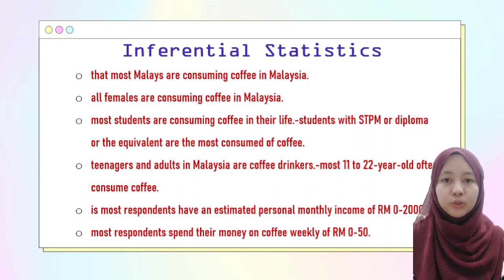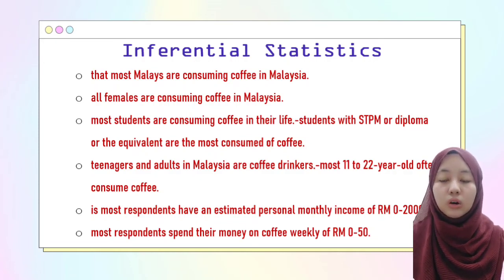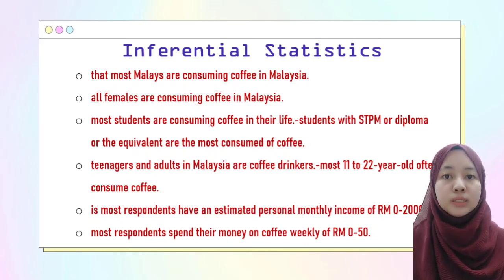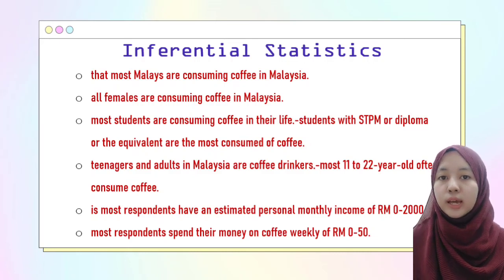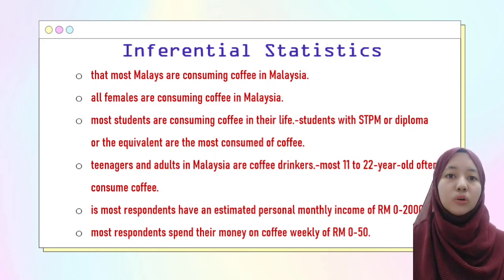For question 2, the most gender that consumes coffee is female. The least gender that consumes coffee is male. A possible inference drawn from the study is all females are consuming coffee in Malaysia. For question 3, most respondent for occupations of coffee consumption is student. The least respondent for occupation of coffee consumption is a housewife. A possible inference drawn from the study is most students are consuming coffee in their life.